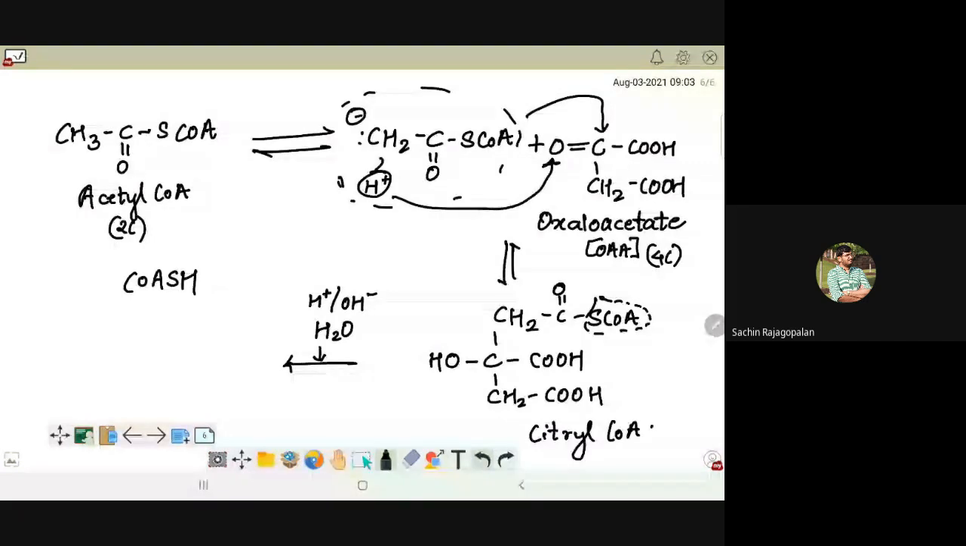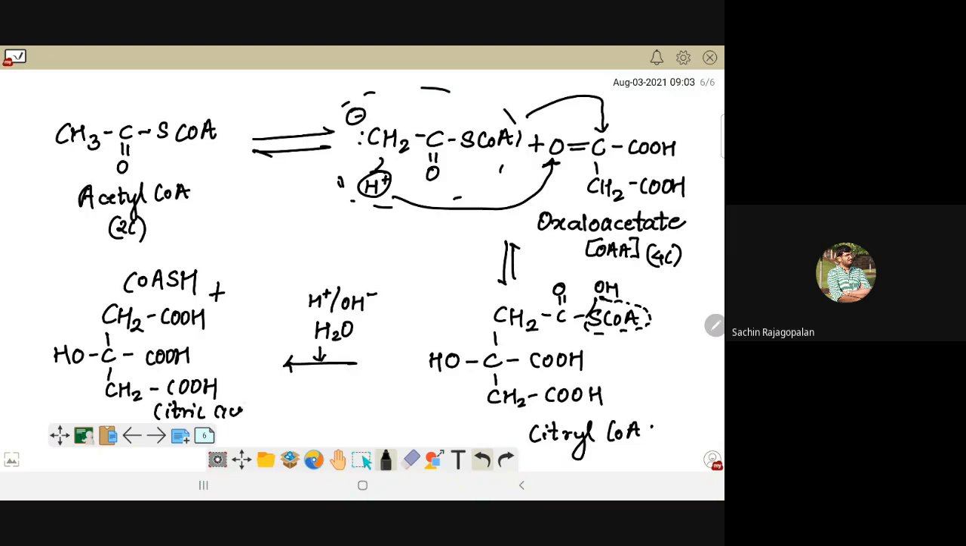CoA SH is released. Along with that, I'm going to substitute over here a hydroxyl group, such that it becomes a carboxyl group now, right? So my compound will look like this: CH2COOH, COH, COOH, CH2COOH. This is nothing but citrate or citric acid.